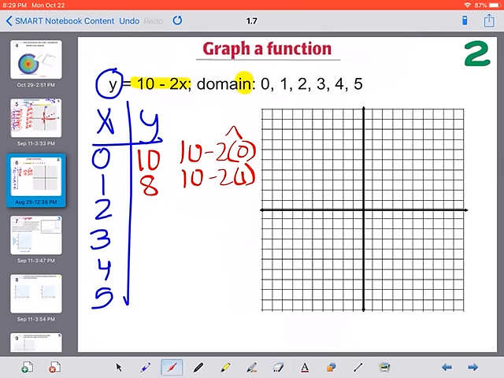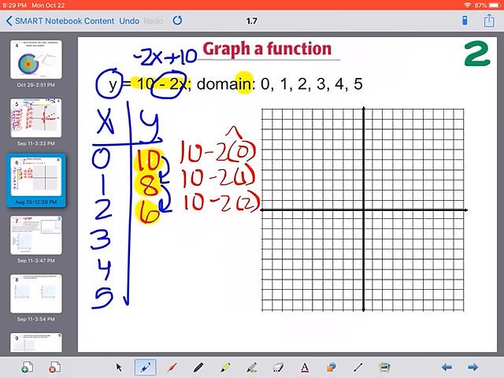I'm just erasing that so I have space. Then if I plug in a 2, 10 minus 2 times 2. Well, 2 times 2 is 4, so 10 minus 4 is going to give me 6. Now some of you may be able to figure out our pattern here. From 10, 8, 6, what's happening? We're going down by 2, which is exactly our function rule here. This one is just negative 2x plus 10. They just wrote it in a different order.